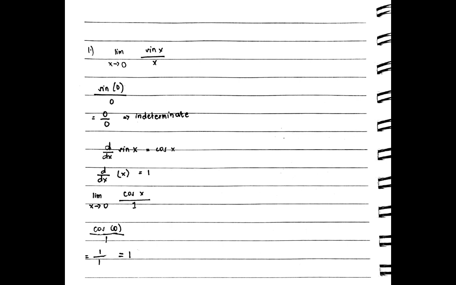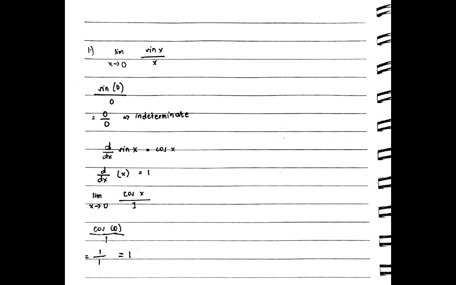In this case, since our function is indeterminate, we can apply L'Hopital's rule to find the limit of this function. In L'Hopital's rule, we are going to use the first derivative. So we will find the derivative of sine x and the derivative of x separately. The derivative of sine x is equal to cosine x, and the derivative of x is equal to 1. So we will write it as the limit of x as it approaches 0 of cosine x over 1, applying the first derivative.